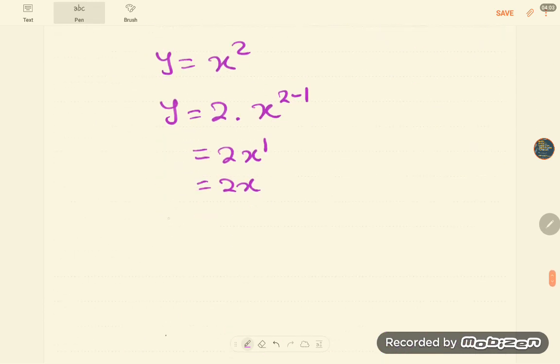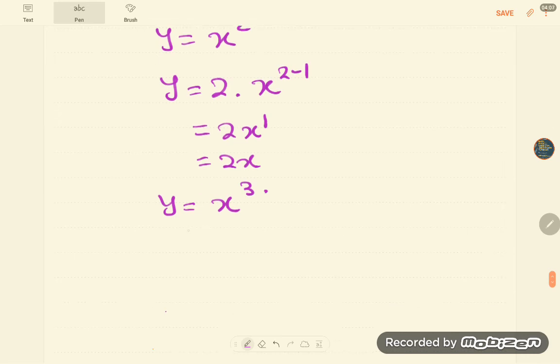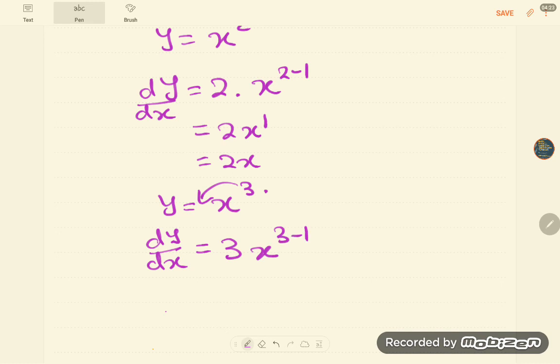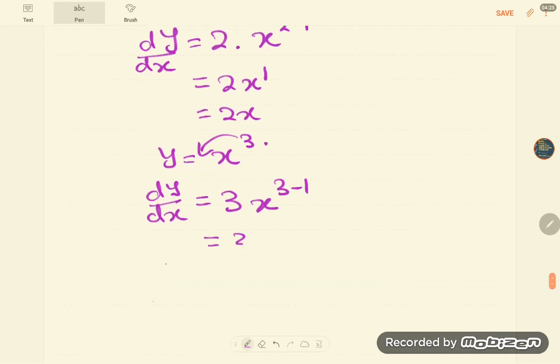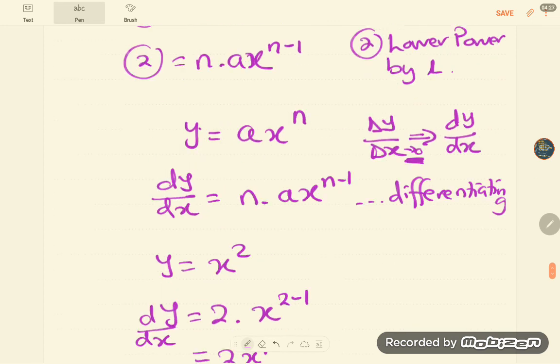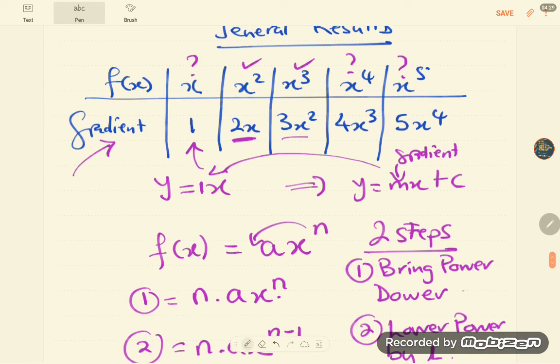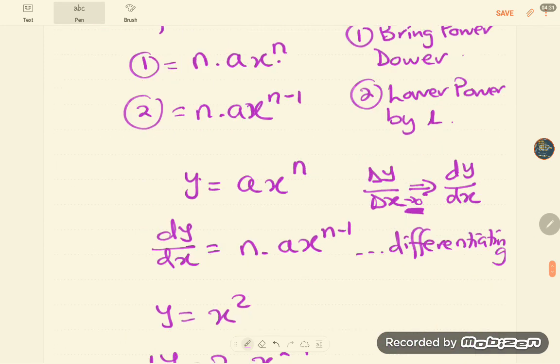Similarly, if I have y equal to x cubed, then my dy dx, which is the gradient function, is, I have to bring the power down first, 3x, and then I lower my power by 1, and then I simplify that. That will give us 3x squared. Just to confirm, 3x squared is exactly what we have here, and we proved it using first principles.